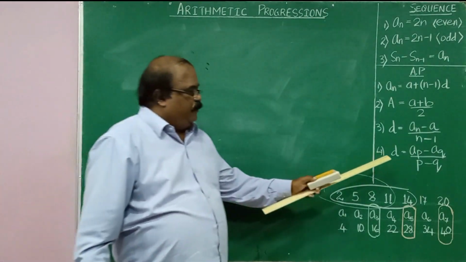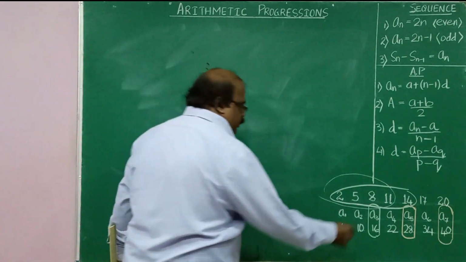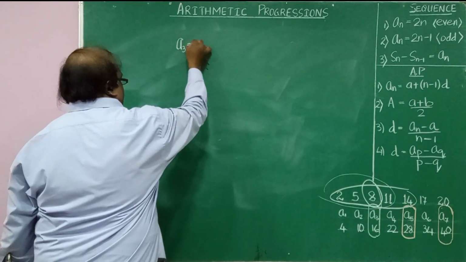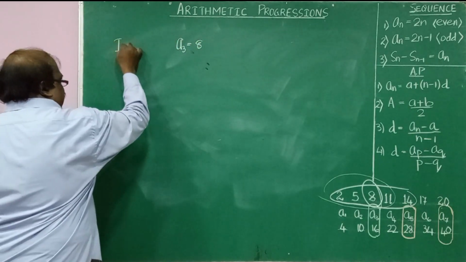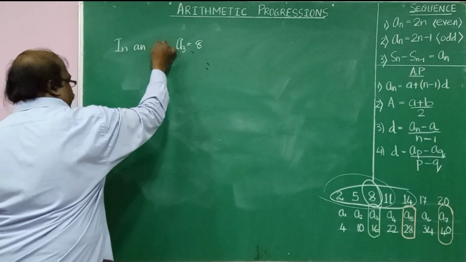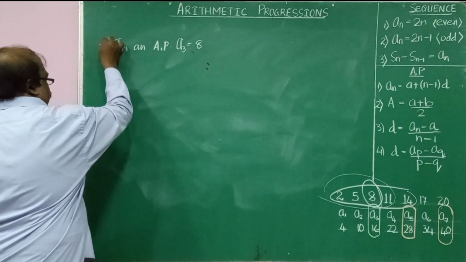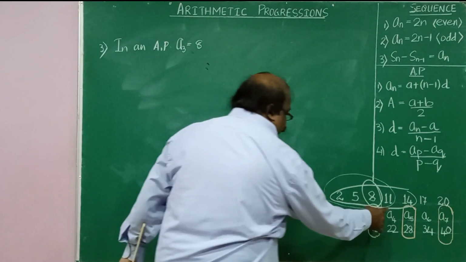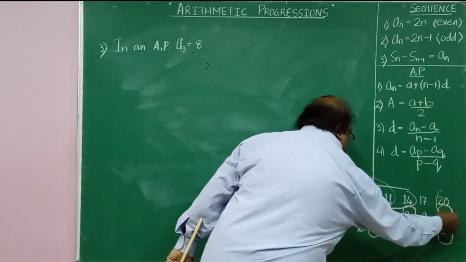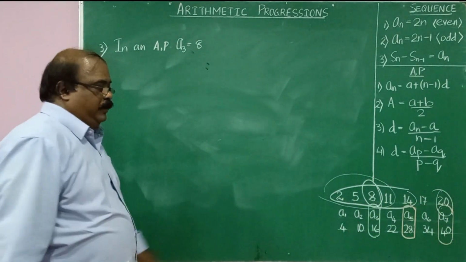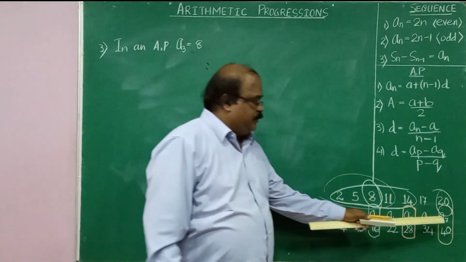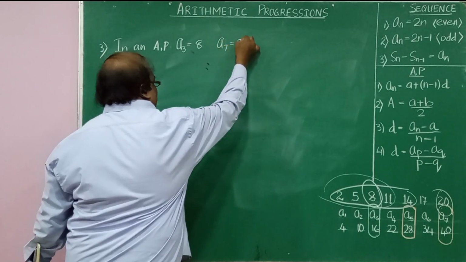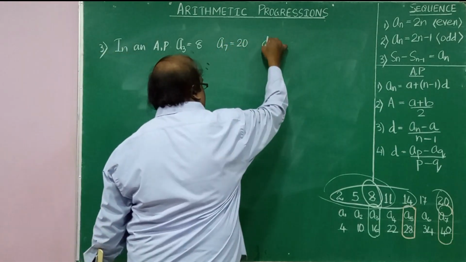Now when shall I use this formula? Supposing I give you that in an arithmetic progression, the third term is 8 and the seventh term is 20. Calculate the common difference.